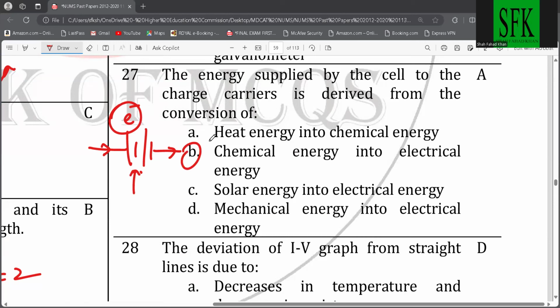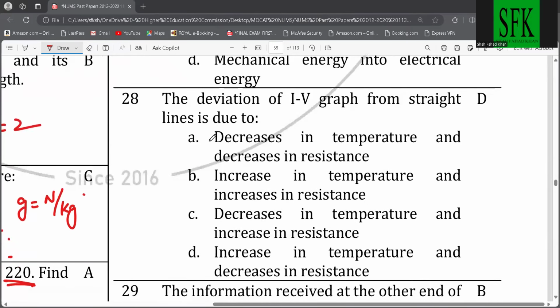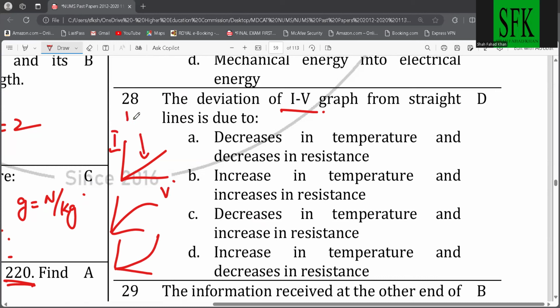Chemical energy stored in the battery is converting into electrical energy. The IV graph deviates from a straight line due to the IV characteristics; if you remember, there are four types of graphs: a straight line, a graph like this, a graph like that. In these graphs, the reciprocal of the gradient, 1 over the gradient, is equal to the resistance, right?